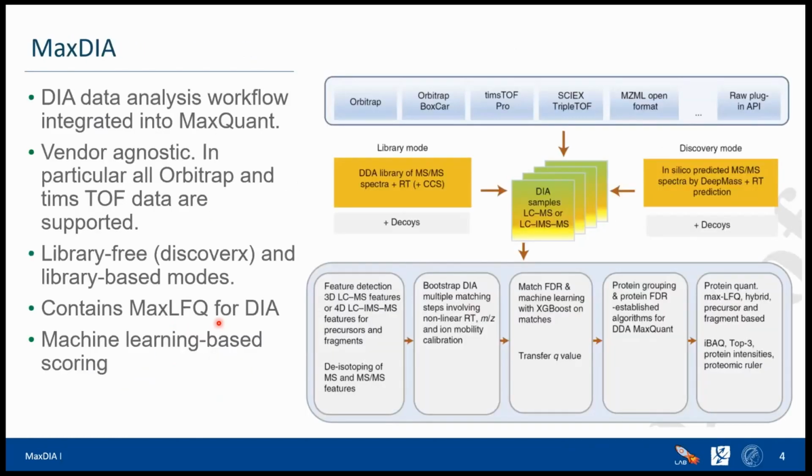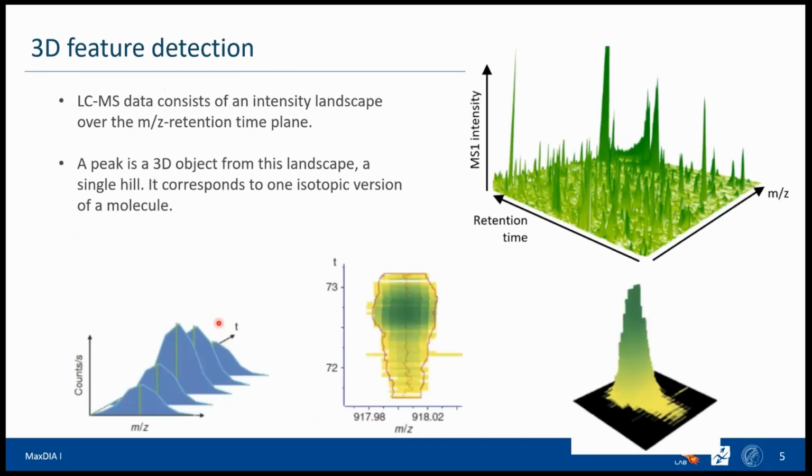So let's go a little bit through the workflow, which you saw already yesterday. In DDA, one of the things we do is 3D feature detection, which means nothing else than that the features are not scan-by-scan peaks, but objects like these hills over mass divided by charge and retention time. You have this plane, and the actual peaks are these hills in this landscape. Here is a 3D representation, and here a heat map representation of the same thing.